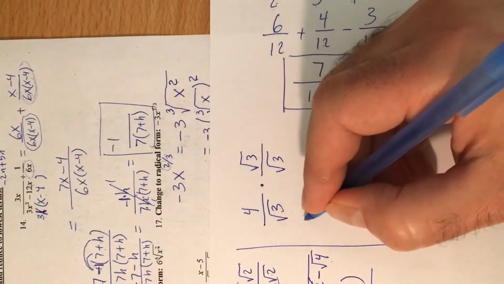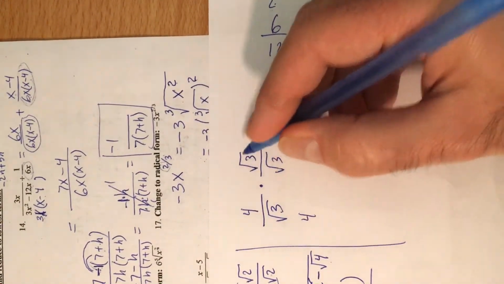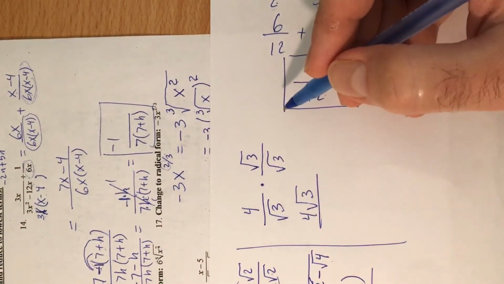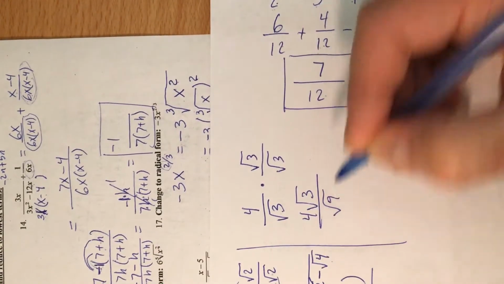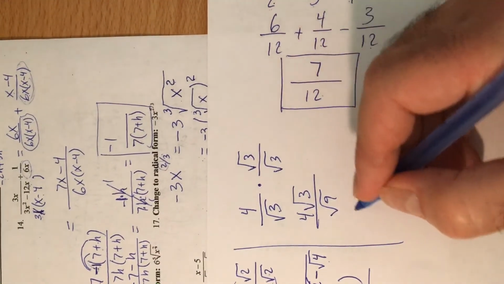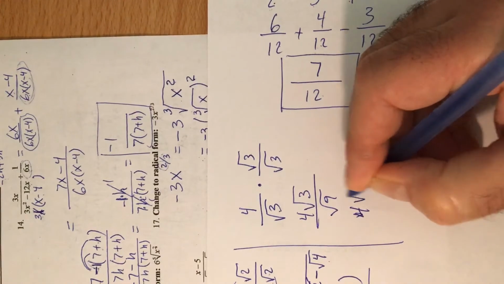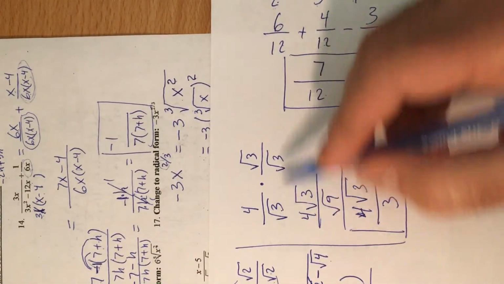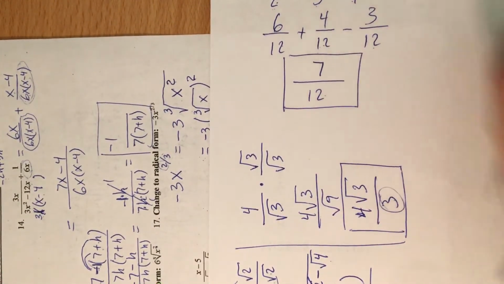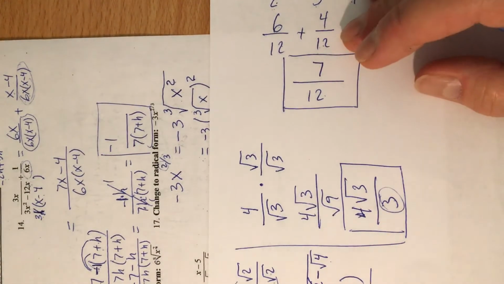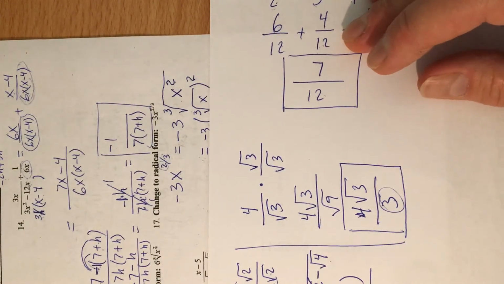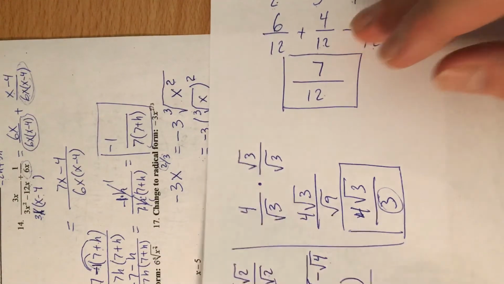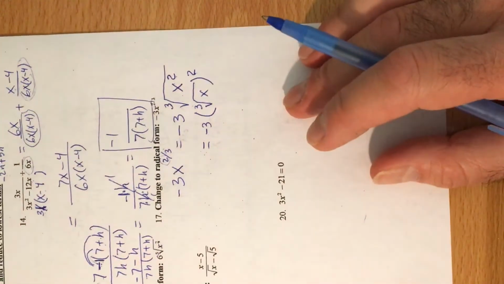So what happens on the top? I can multiply the 4 by 3 because 3 is under the radical sign. So I just get 4 square root of 3. In the bottom, what do I get? Square root of 9. And what is square root of 9? 3. So I get 4 square root of 3 over 3. Did I get rid of the radical in the denominator? Yes, I did. There's no more radical in the denominator. So that's called rationalizing the denominator, to get rid of the radical in the denominator. Okay, perfecto.